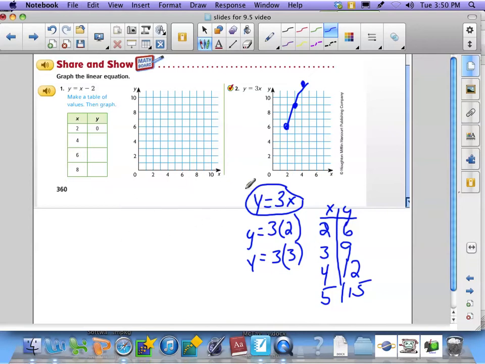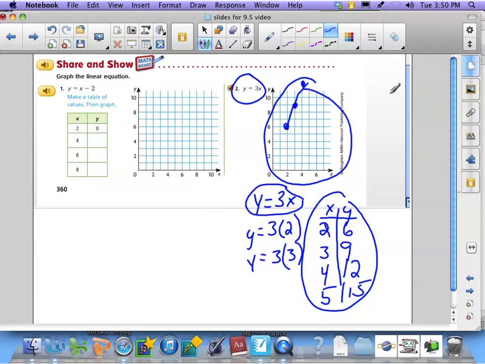Okay, so you can represent a relationship between numbers with a table, with an equation, or with a graph. Okay, always check your work.